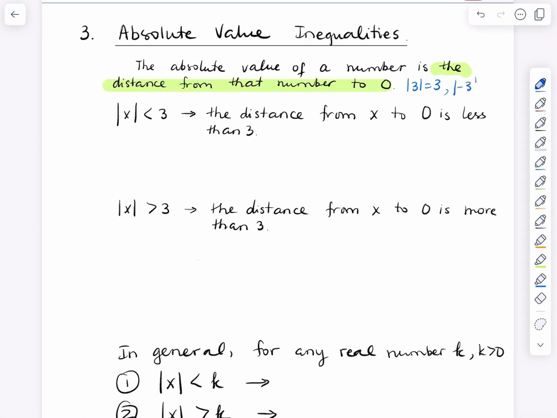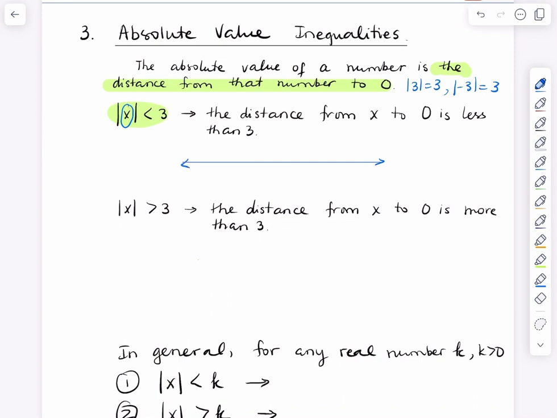Absolute value of negative 3 is also equal to 3 because the distance from negative 3 to 0 is also 3 units. Now, if absolute value of x is less than 3, then that can be interpreted as the distance from x to 0 is less than 3. So what this means is we want to come up with some number x such that when you measure the distance from x to 0, it has to be less than 3 units. So here's what it means on the number line.